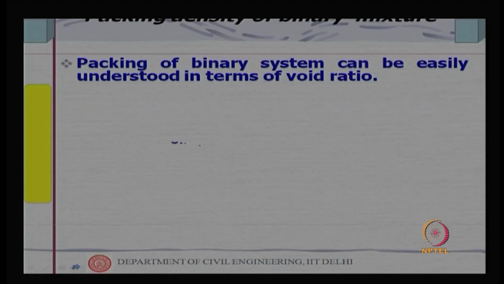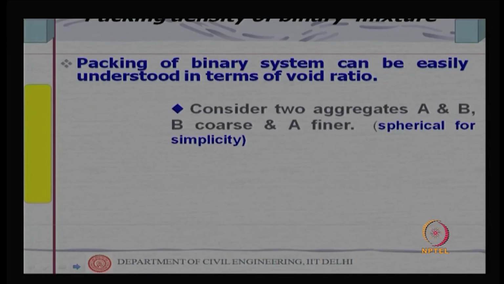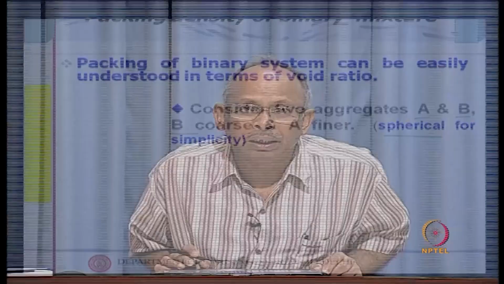Packing of binary system is very easy to understand. Let us say I have two aggregates A and B, right. Let us say B is a coarse size, A is finer, and we are assuming spherical for simplicity. We are considering each factor independently.